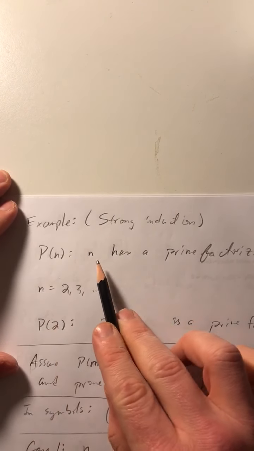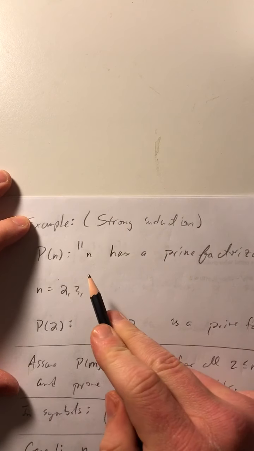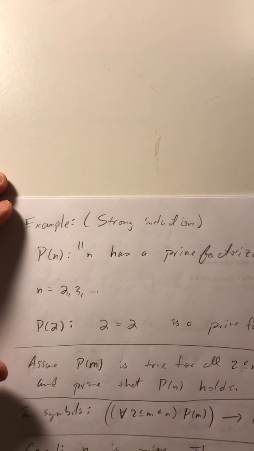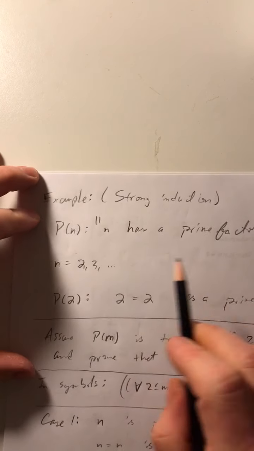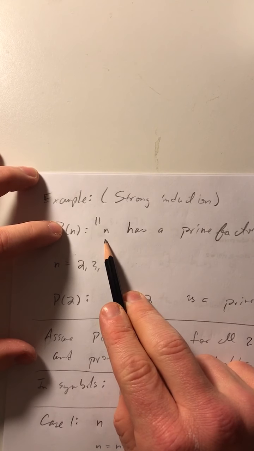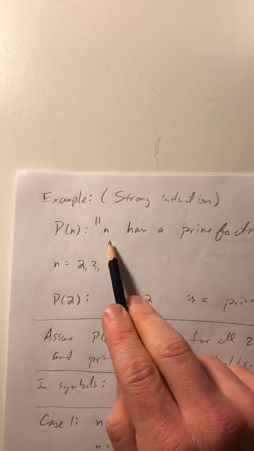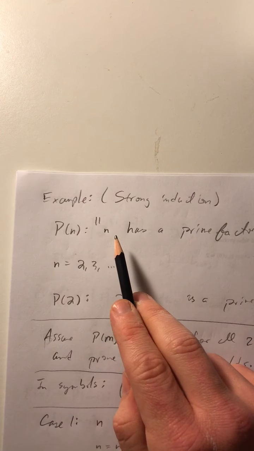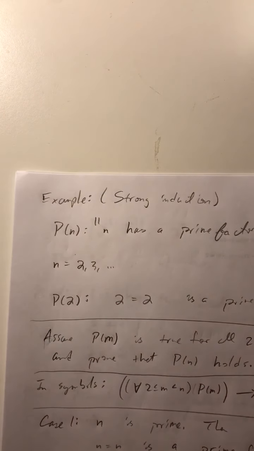So my P of n is going to be the proposition: n has a prime factorization. So n has a prime factorization means I can write n as the product of prime numbers. So remember, a prime number is, for us, a positive integer. For the sake of this problem, we're going to assume all the integers are positive.